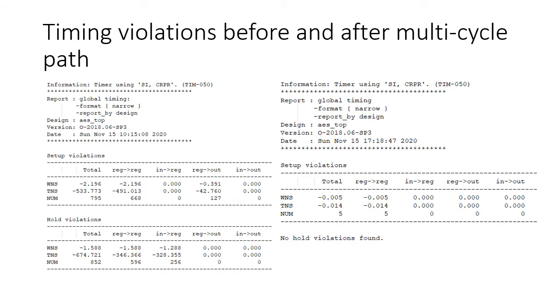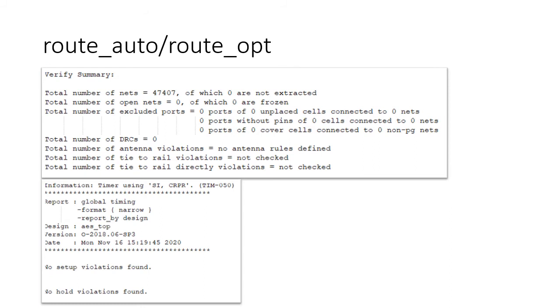I just want to show the comparison between the timing violations that I had before and after using the multi-cycle path. So there were huge setup and hold violations, which got reduced to just 5 for the setup and no hold violations. After the route auto route opt stage, I got clean DRCs, and there are no timing violations as well.